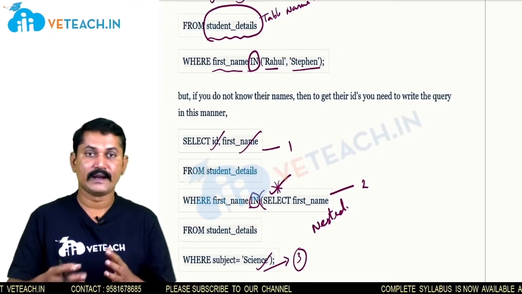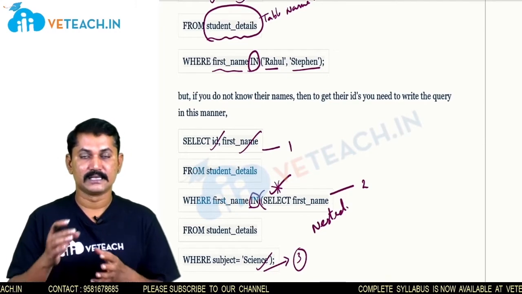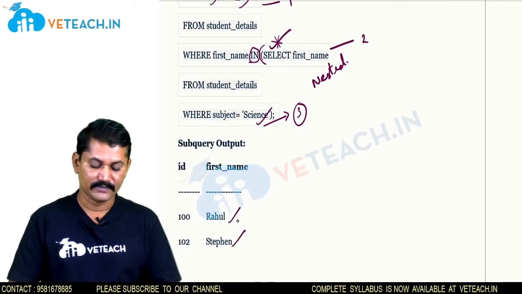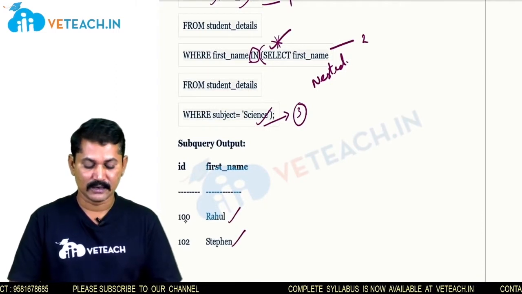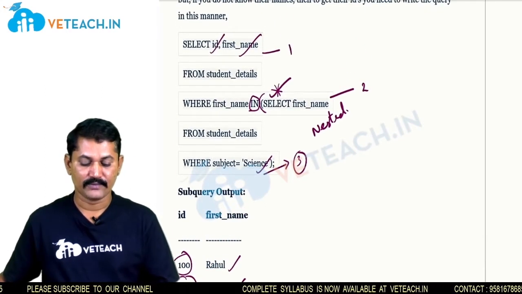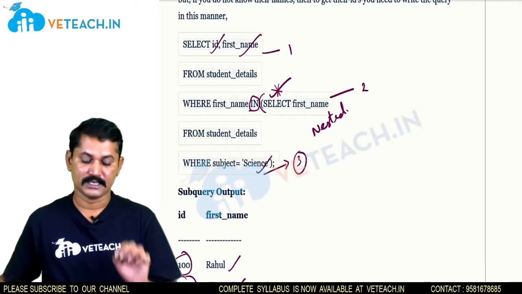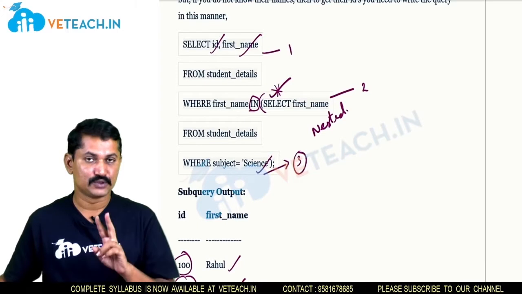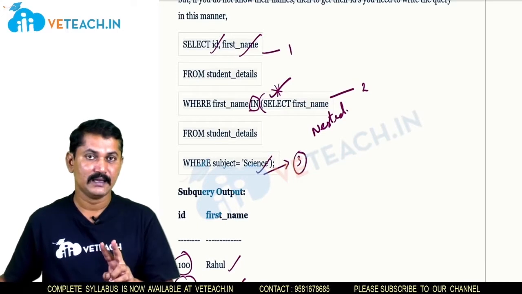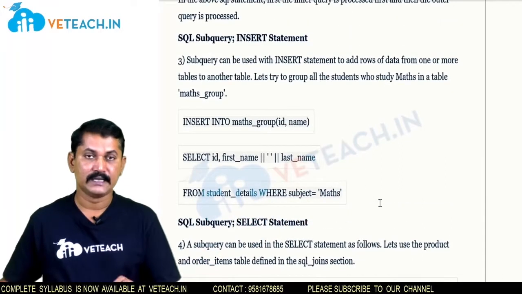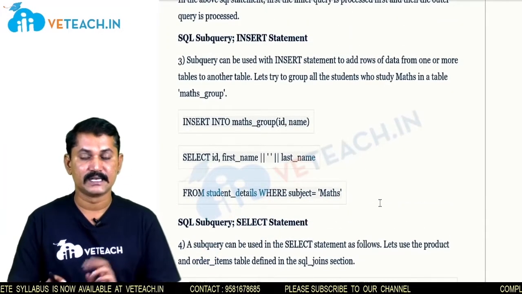This is called query within the query. That means writing the subqueries. Then the output would be Rahul and Stephen, because these two students are having the 100 and 102 as the IDs which are following the given conditions. That means the condition is we want to extract the student names and ID who are studying the science group. Now we are going to study the subquery with insert statement.